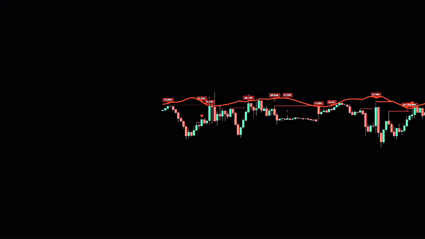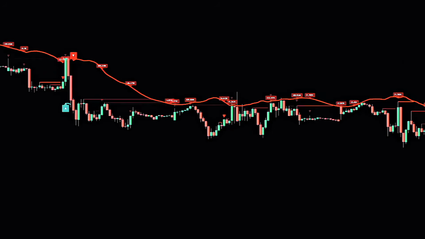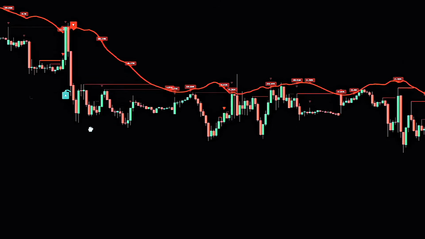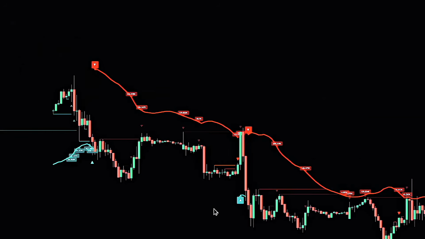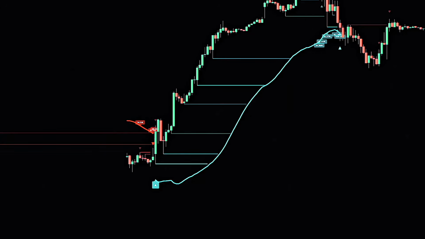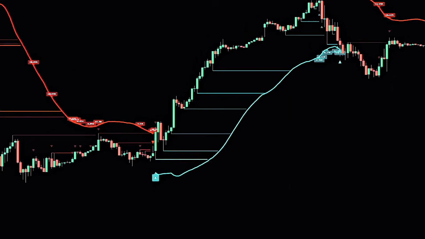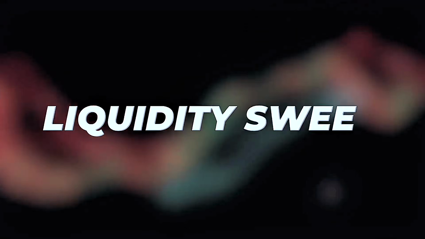It works by tracking swing highs and swing lows, those key price points where retail traders tend to place their stops or orders. When the market hits these levels, it sets off a chain reaction of buying or selling pressure, creating what we call a liquidity sweep.